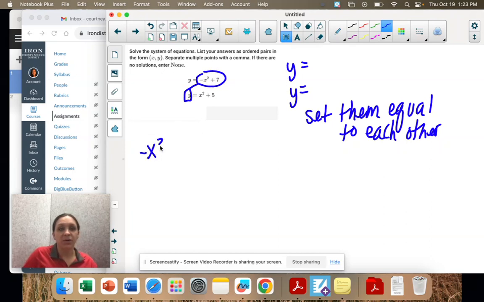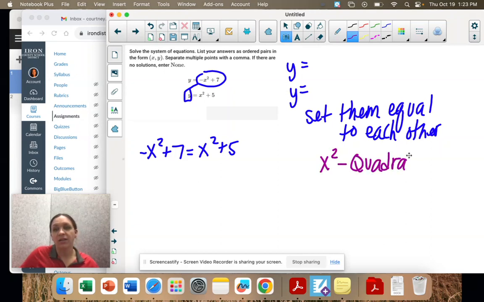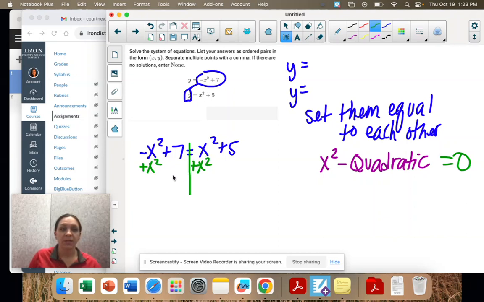So I have negative x squared plus 7 equals x squared plus 5. Okay, next thing, I'm noticing an x squared, which means that it's quadratic. And we have to set it equal to 0. That's how we solve quadratics. So I'm going to get everything on one side of the equation. I'm going to add x squared over here, and I'm going to minus 7 over here. So I'm left with that equals 0. So x squared plus x squared is 2x squared. 5 minus 7 is negative 2.